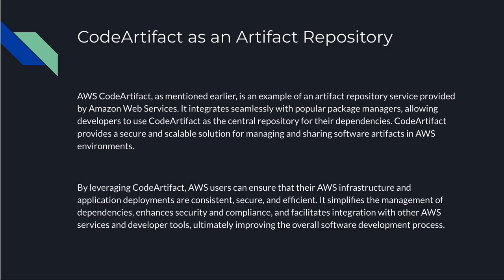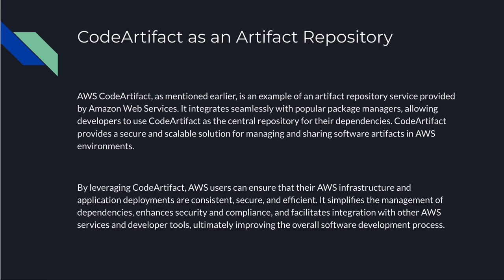By leveraging CodeArtifact, AWS users can ensure that their AWS infrastructure and application deployments are consistent, secure, and efficient. So this is making your supply chain more robust, because then you are exactly sure what packages you have used, and it makes the overall build process more consistent. Every time you are doing the build, the same packages are getting used. Those packages are secure because you have downloaded them one time from the centralized repository. You don't have to download again and again. It's already in your cache, so you are using it from there, which increases the security, as well as making the overall process efficient by reducing the time.